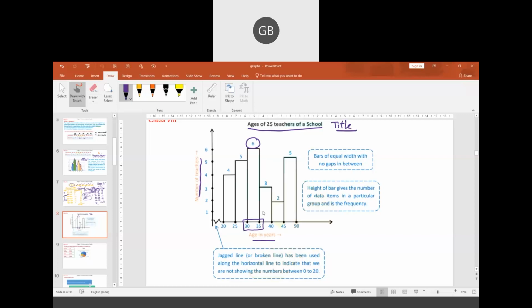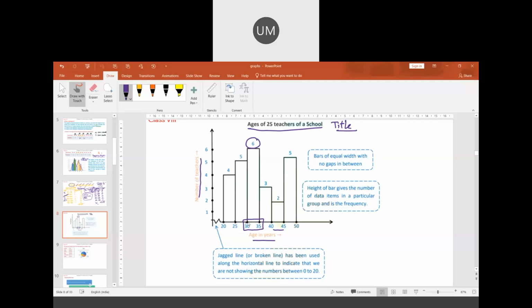There are very few teachers in the age group 40 to 45. From this, can we tell the exact age of the teachers? No, sir, we can't say that. We can just say it is between the highest and lowest age.